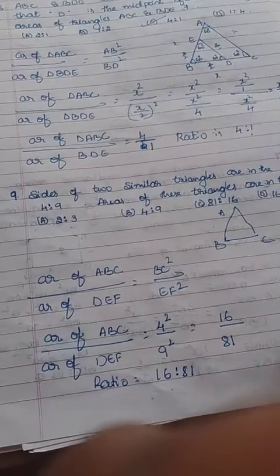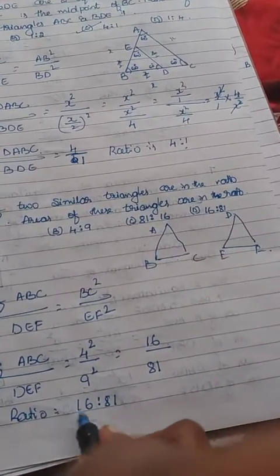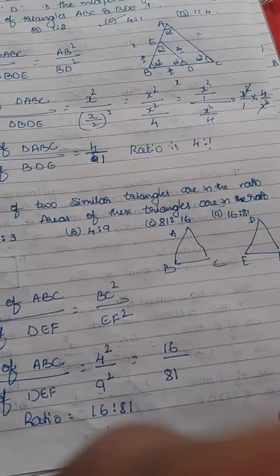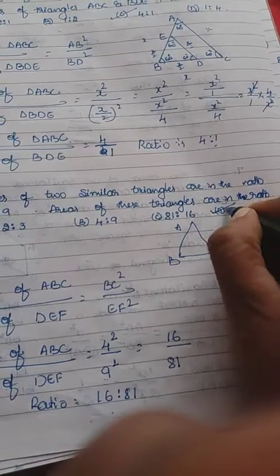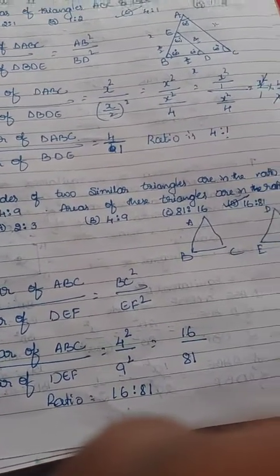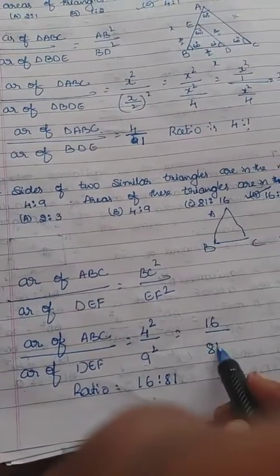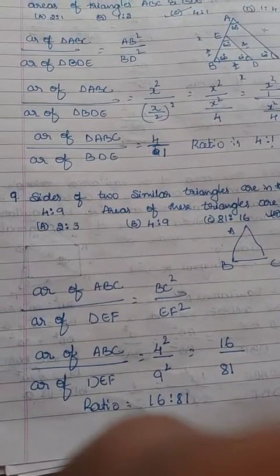We should be alert about that. They give 81 is to 16 also, but what we get, 16 divided by 81, is the correct answer. Answer D is the correct answer. We should be alert so they do not fool us. Sometimes they interchange the options. In the same way the fraction comes, the ratio also comes.